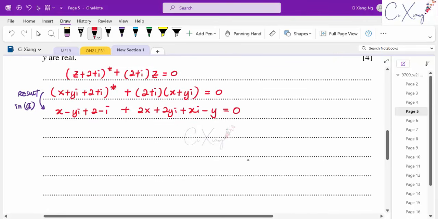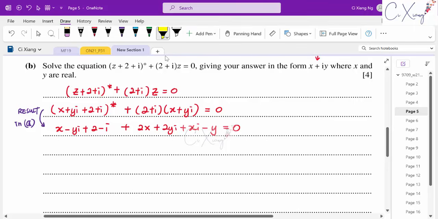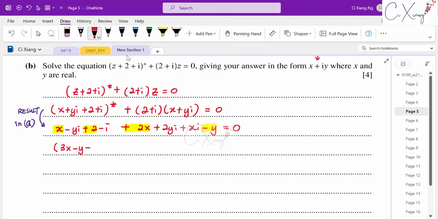Okay, so to continue and solve this equation to get the value for x and y, I need to group all the real numbers together, all the real parts together, without the i. So I'm having x plus 2 plus 2x minus y. So if I group all the highlighted terms here, basically I will have 3x minus y plus 2. Okay, so this is how I group all the real parts together.